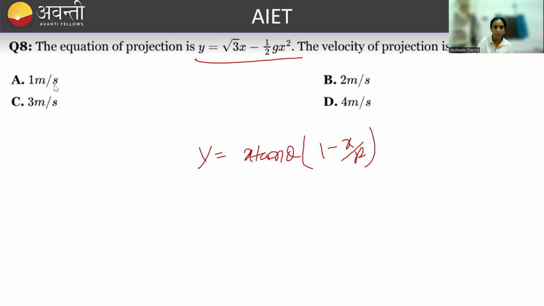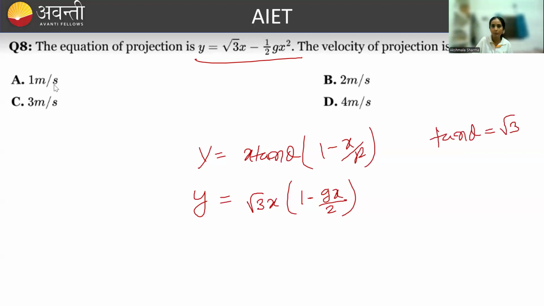So here, if you compare, this is y equal to root 3 x (1 minus gx by 2). Okay? So this is something like this. If you compare this thing, here tan theta is equal to how much? It is equal to root 3. So theta equal to 60 degrees. Okay? One thing.